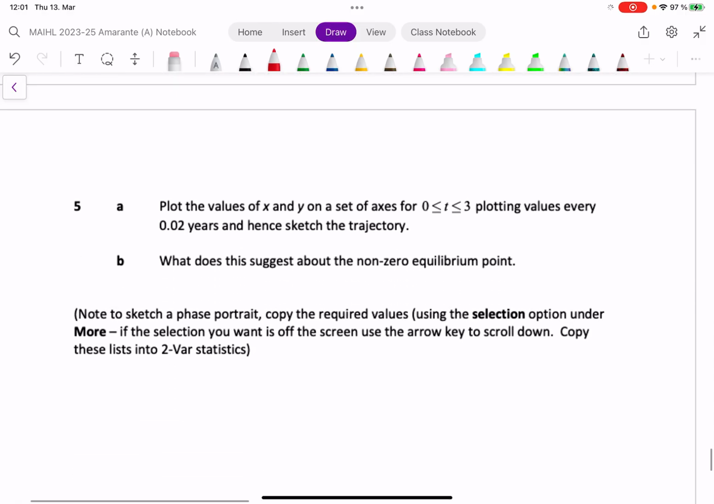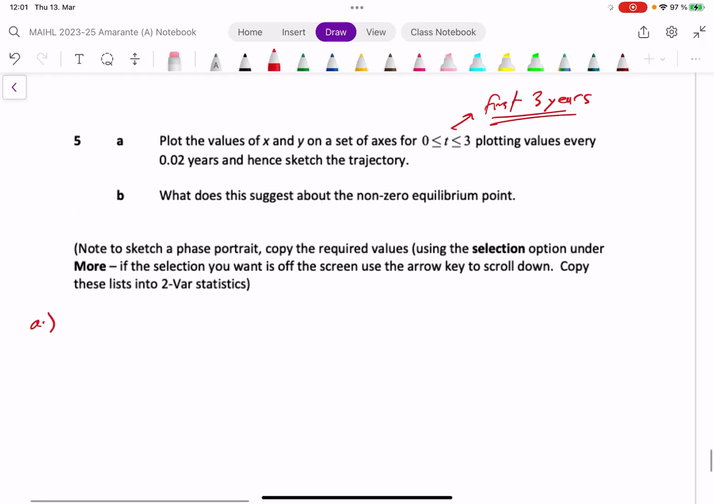So let's take a look at question 5. Question 5 says, let's plot the values of x and y on a set of axes from 0 to 3. This represents the first 3 years of these populations, plotting every 0.2 years, and then we can sketch it. We might not sketch it, but we can talk about what the trajectory is.